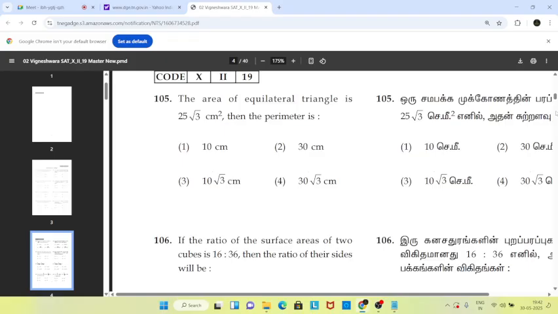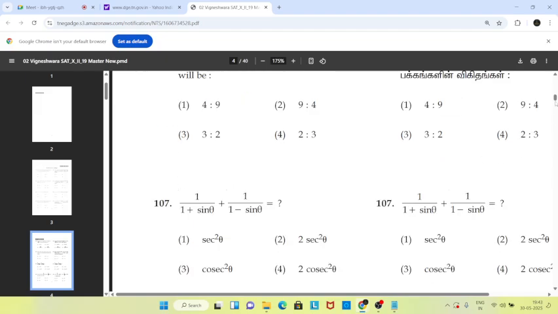So how did we get 10? Because the area of an equilateral triangle is root 3 by 4 a square, equal to 25 root 3 on the other side of the equation. So root 3 cancels. A square by 4 is equal to 25. A square equals 25 into 4, that is 100. So a is equal to 10. That is what we found. Very good, fantastic. So not difficult.